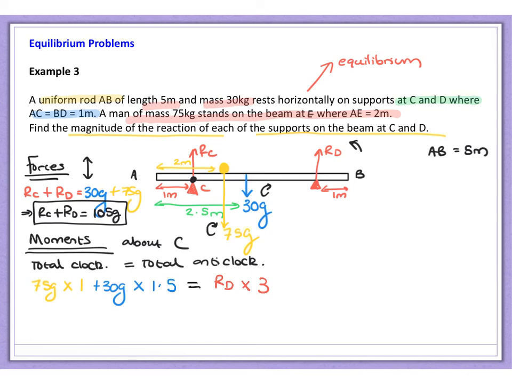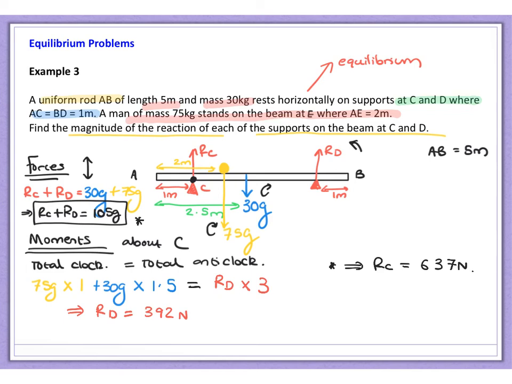Now, the force RC, of course, is acting at C, so it has 0 perpendicular distance from C, the pivot, 0 moment, so we can exclude that. So this is now very easy. We can work out the value of RD, and it comes to 392 newtons. Now, we can substitute back into this equation over here, and this will give us our value of RC, which is equal to 637 newtons.